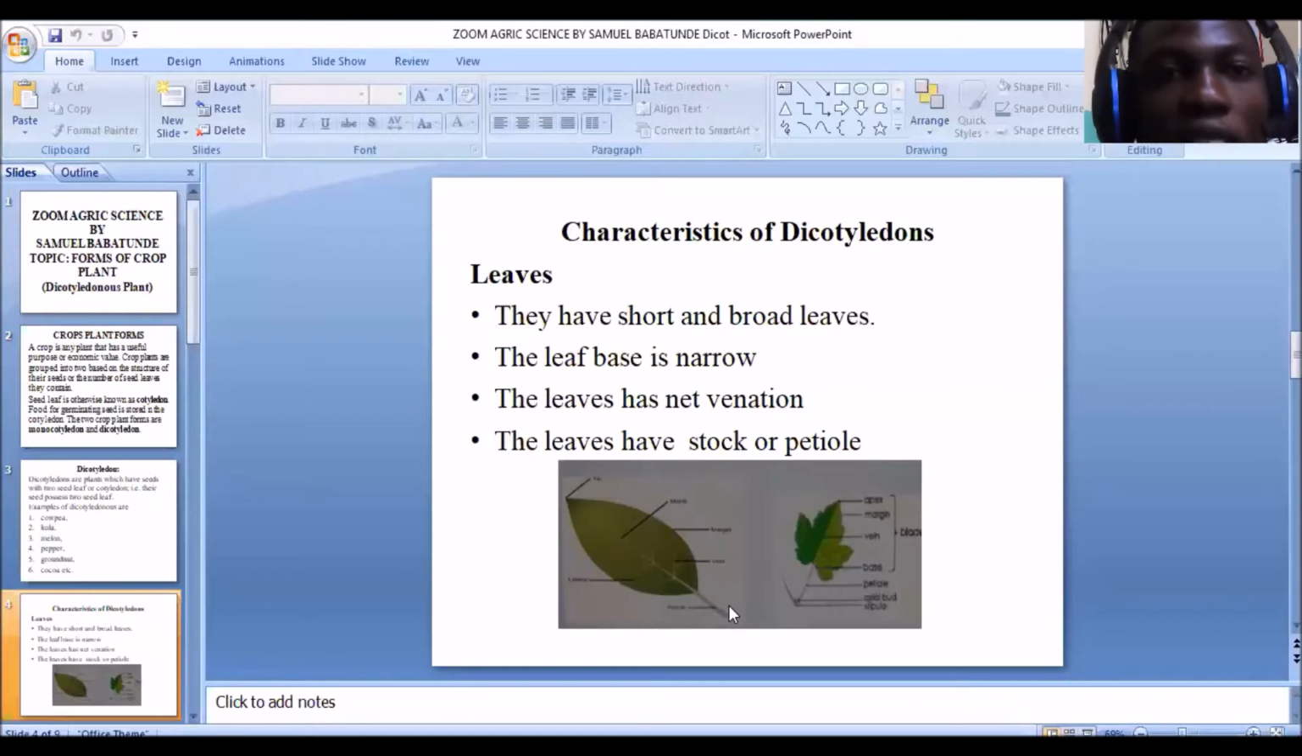So these are the characteristics of a dicotyledonous leaf. They have short and broad leaves. The leaf base is narrow. The leaves have net venation, and the leaf has a stalk or petiole.